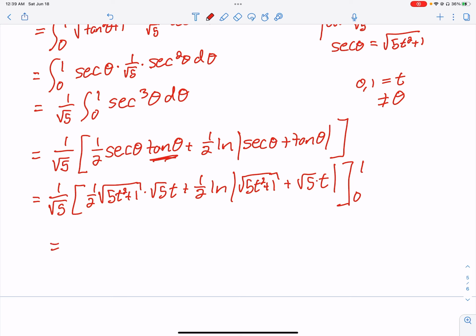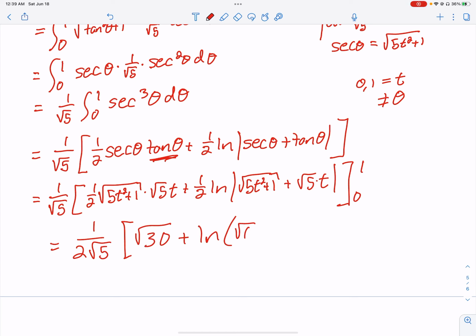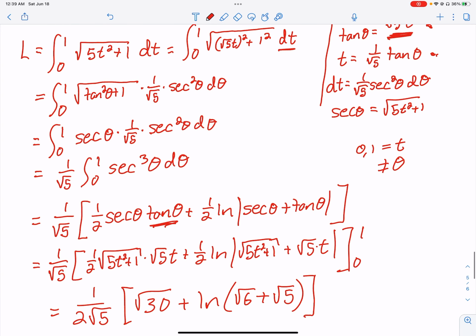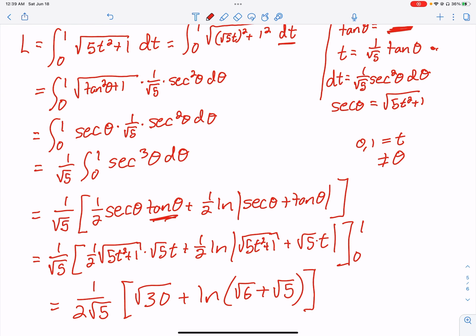Right, plugging this all in. I'm going to have you guys trust me on this so the video's not too long because it's already pretty long. We get that over the square root of 30 plus ln of the square root of 6 plus the square root of 5. If you work this out, it's not hard to follow. That should be a bracket there. All right, that is it. That is the arc length from 0 to 1 of that function.